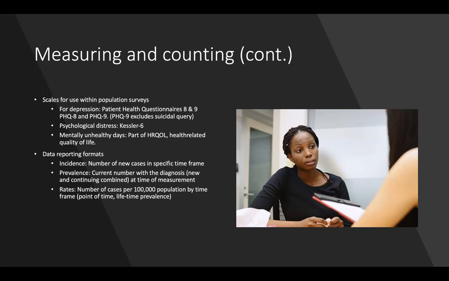And then for data reporting formats, you can do incidence, prevalence, or rates. Incidence is the number of new cases in a specific time frame. Prevalence would be the current number of the diagnosis at the time of measurement. And then rates would be the number of cases per a specified amount of population in that time frame.